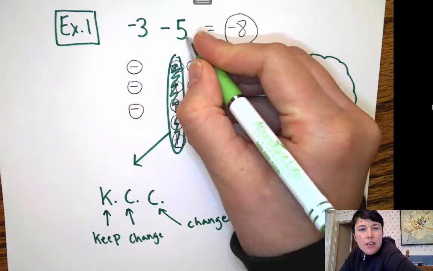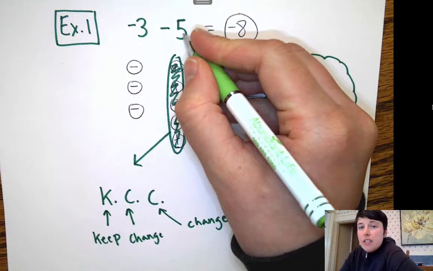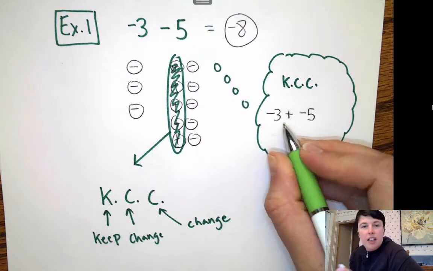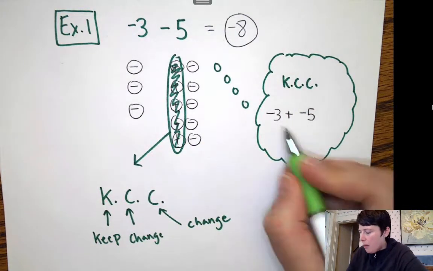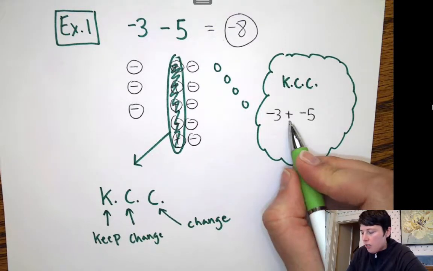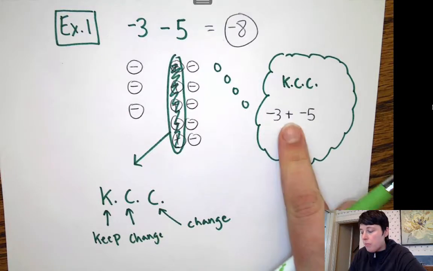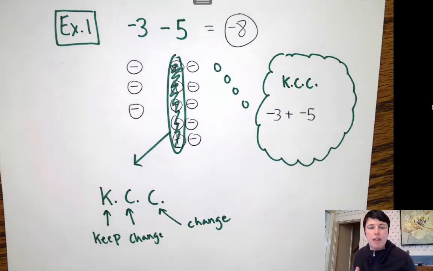I'm going to change the 5. No longer is it going to be a 5. It's going to be a -5. KCC, keep, change, change. I kept the -3, changed it to plus, changed it to -5. Now I have -3 plus -5, and I'm back to my adding rules.